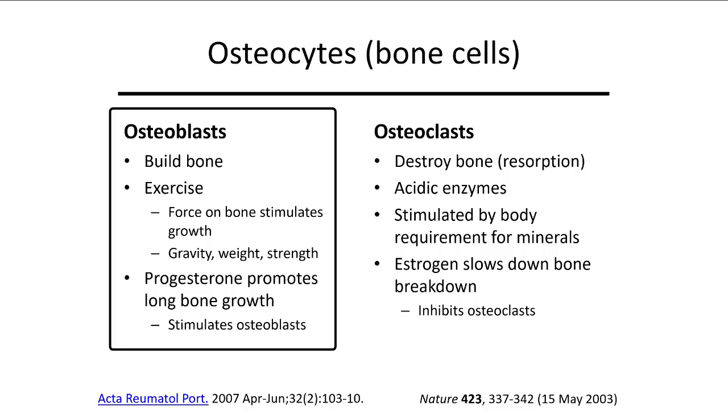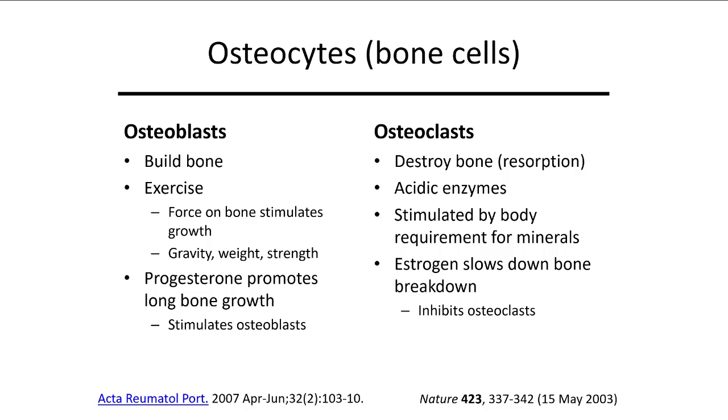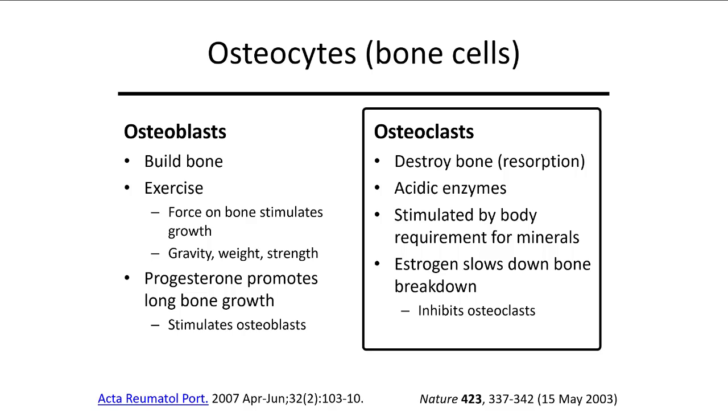Osteoblasts are a type of bone cell that actually builds bone. So exercise stimulates osteoblasts. Progesterone actually also promotes long bone growth, stimulating osteoblasts. Osteoclast, with a C, actually breaks down bone. In order to have healthy bone, we have to have a regular building and breaking down constantly. So osteoclasts do play an important role.